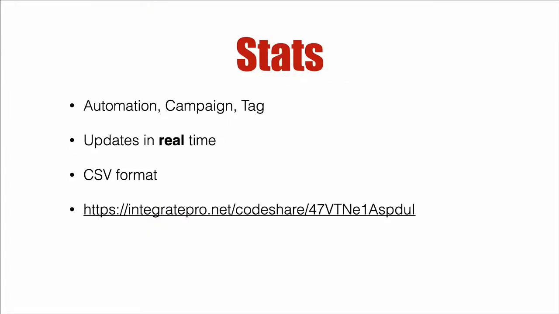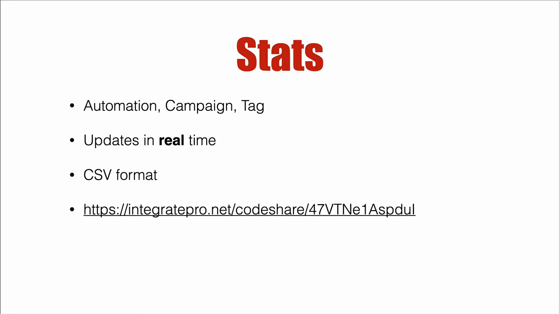In this video, we're going to cover how you can extract automation, campaign, and tag stats from your ActiveCampaign account. You're probably wondering, why would I want to do that? Well, for lack of a better word, ActiveCampaign stats are lacking, so it's kind of up to you to make sense of it. I'm going to show you how you can do that. And the great thing is these are updated in real time.